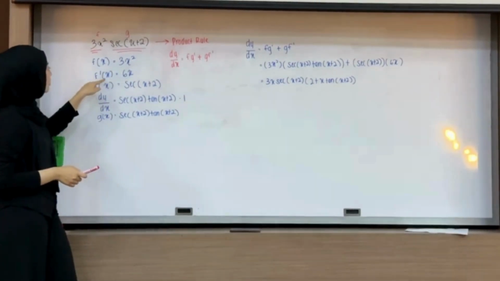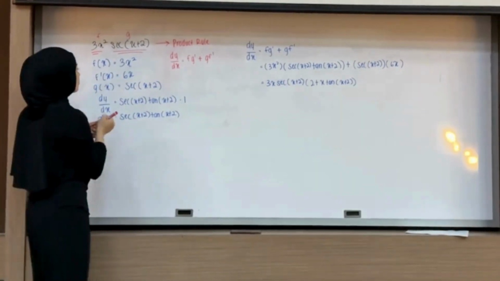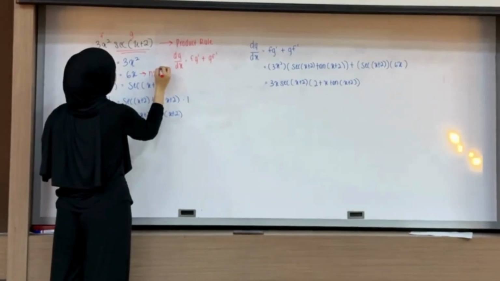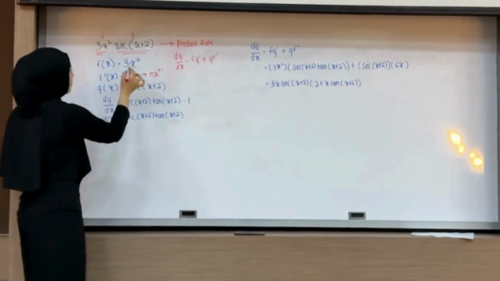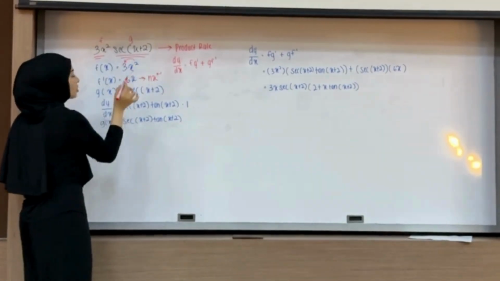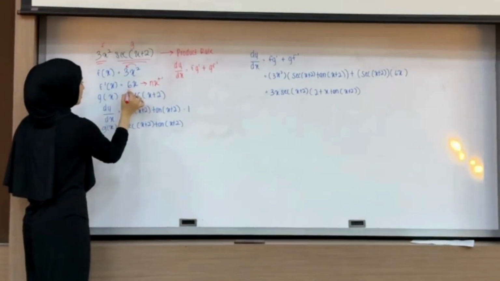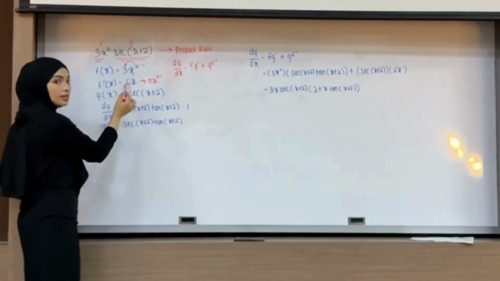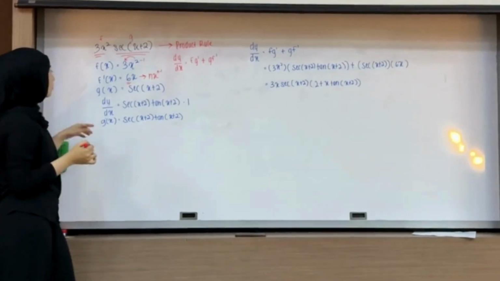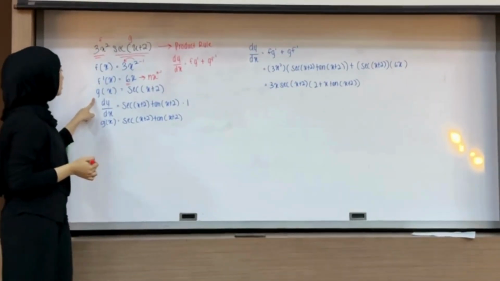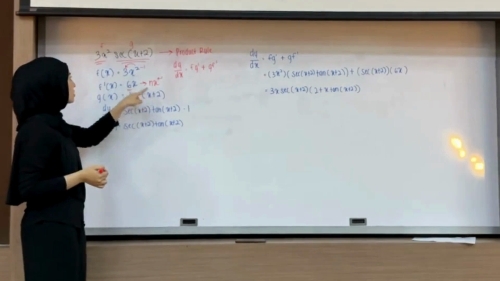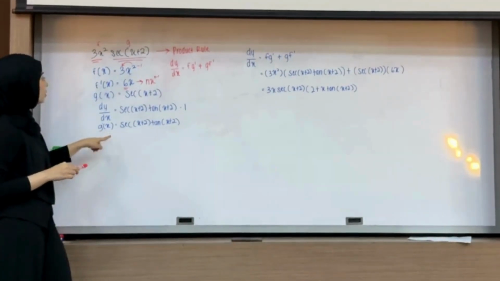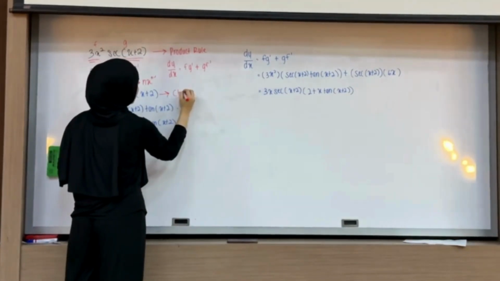And for the f prime function, we're going to differentiate it using the differentiation formula, which is nx to the power of n minus 1. How? The 2 is going to multiply with 3 and it's going to be 6, and the 2 will minus 1 and it's going to become x. So the answer is 6x. Now we're going to solve for the g function. The g function is sec(x plus 2), which is given here. And for the g prime function we need to use the chain rule.